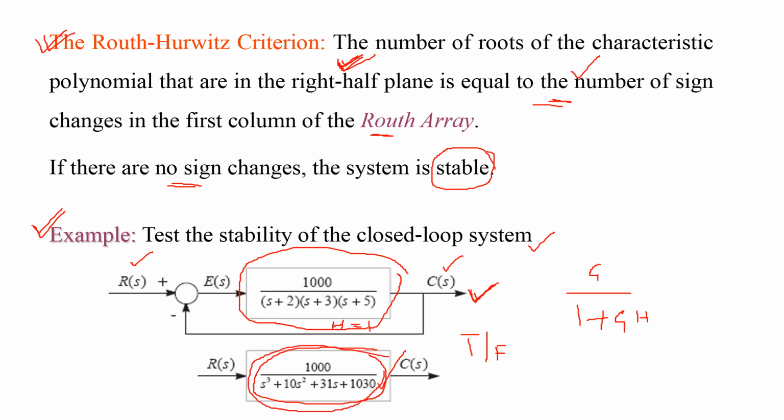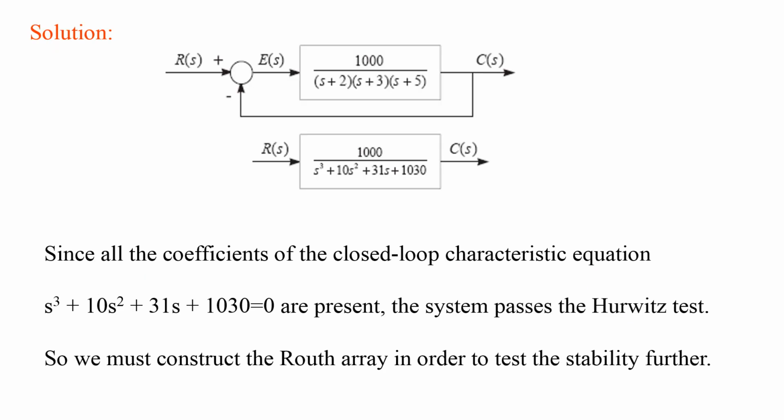Now by using this transfer function, identify the characteristic equation. That is, by equating the denominator to 0, we get the characteristic equation. From this transfer function, the characteristic equation is given as s cube plus 10s square plus 31s plus 1030 is equal to 0.